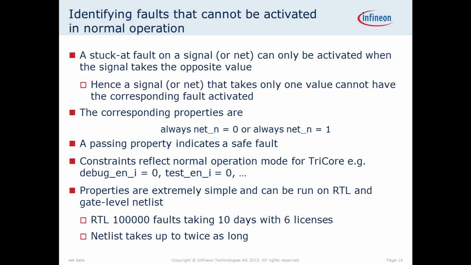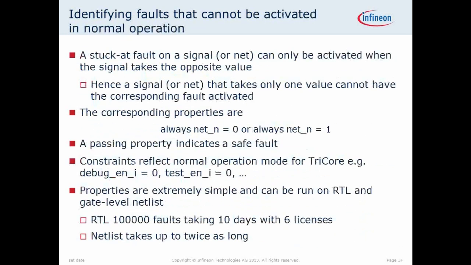And the sort of constraints you apply are constraints to reflect normal operation mode. So you turn debug off, you turn test off, and such like. The properties are extremely simple, as you can see, and so they run very fast. And they can be run on RTL or at gate level. For instance, we did a run of something like 100,000 faults, which took something like 60 license days on our cluster. And we did a smaller run on the netlist, which took maybe twice as long.